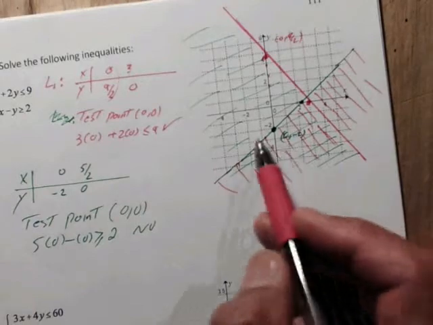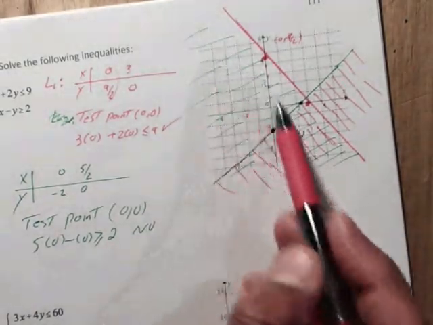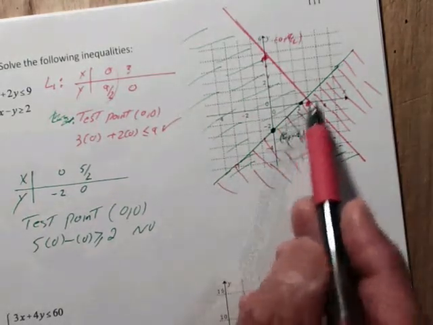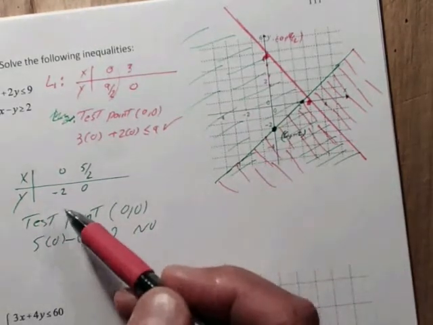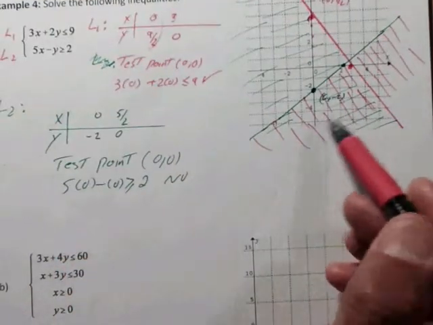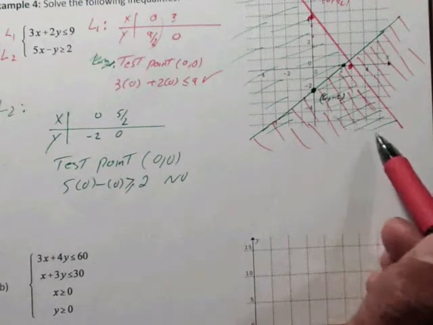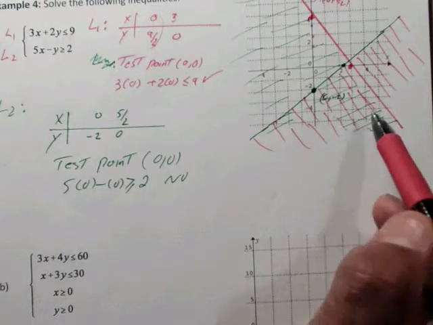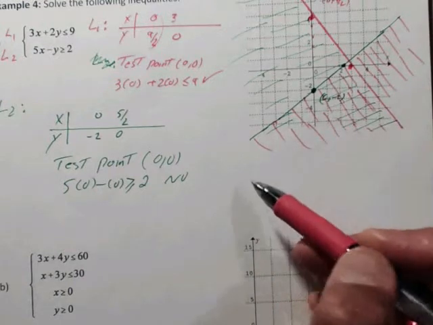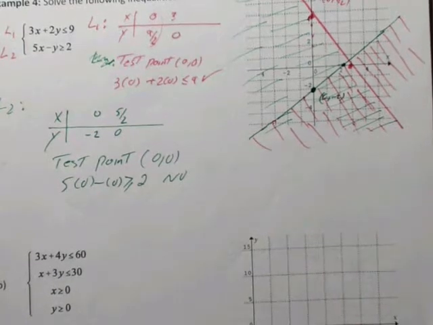Okay. Yeah, I should have used red for L1 since I did it in red, and then green for the green line. I did it opposite, but that's okay. This region right here wouldn't have changed if I changed the colors around. So this triangular shape is the solution. Okay. Let's do one more here.